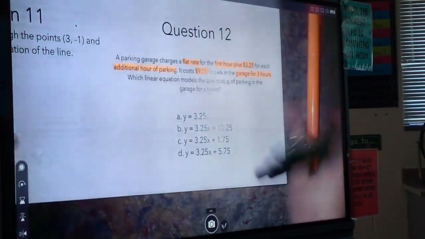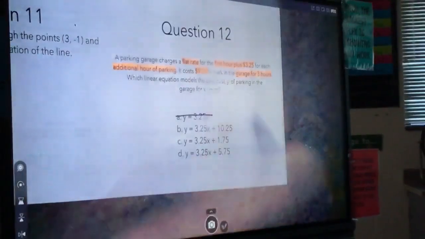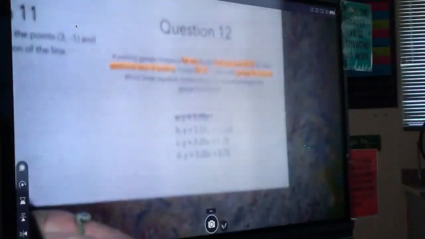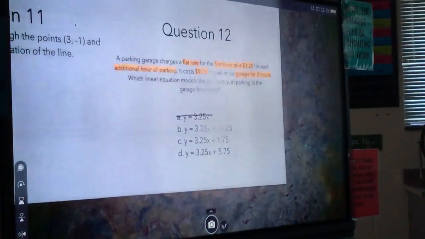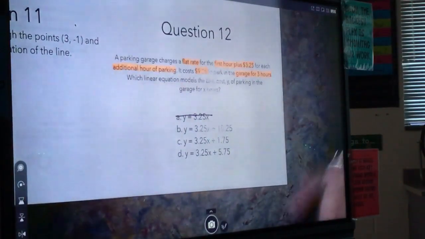Which one, are there any that I can get rid of? A. Why can I get rid of A? You're right. She doesn't have the y-intercept. Because we know we're going to be adding something to it, right? Because it talks about a flat rate. Do we know what our flat rate is? No. So that's what we have to figure out.